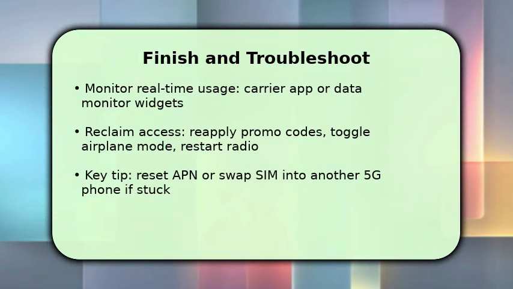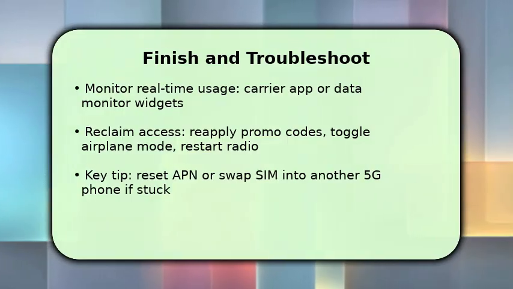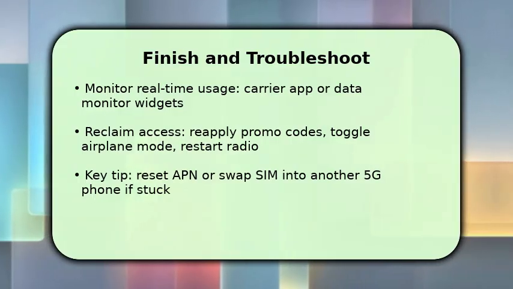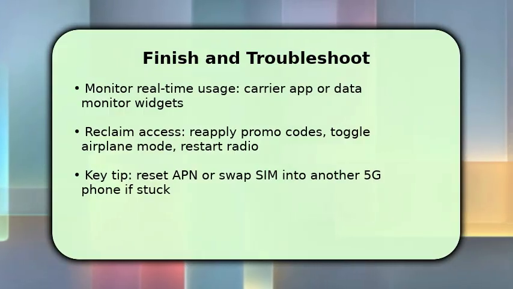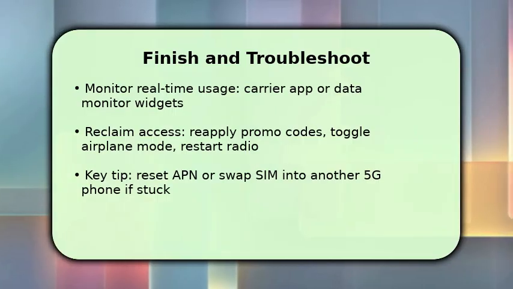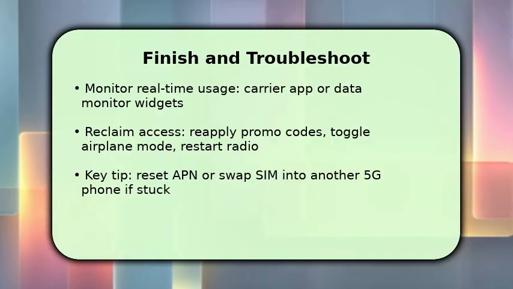To finish, you lock in the configuration and monitor results. Keep a real-time data monitor or carrier app open to watch consumption and stop spikes. This prevents unexpected cutoff. When access degrades, reapply promo codes or carrier vouchers, toggle airplane mode to force a new attach, and restart the cellular radio to renew 5G registration.